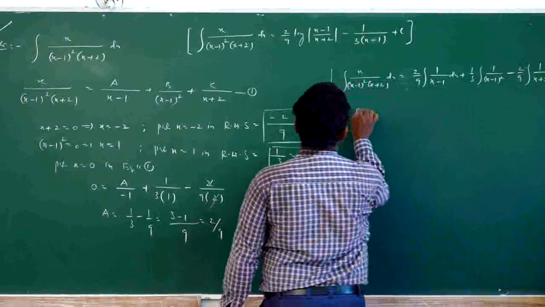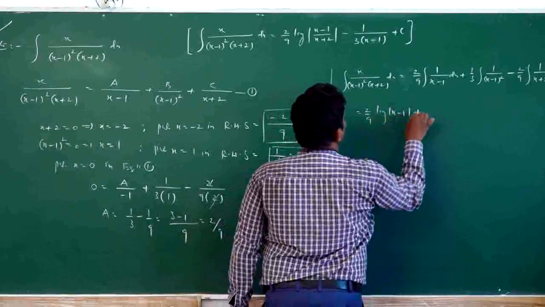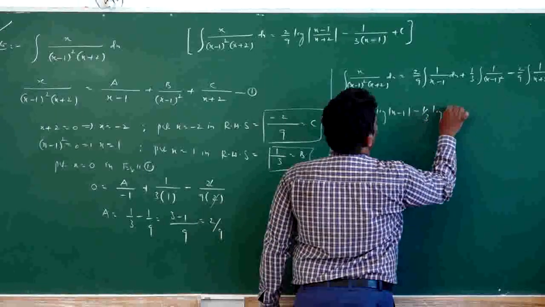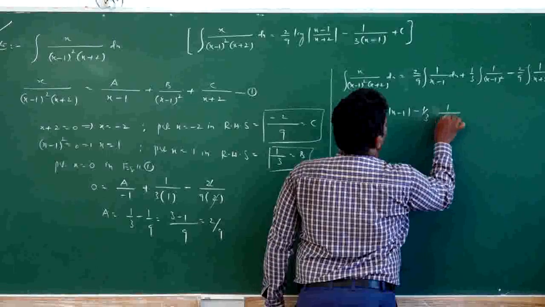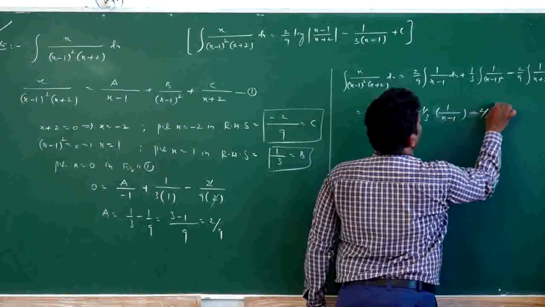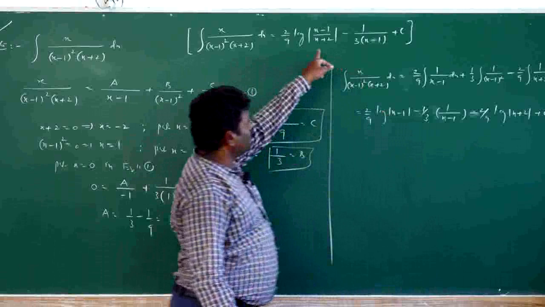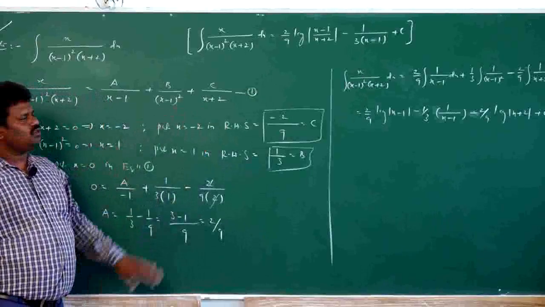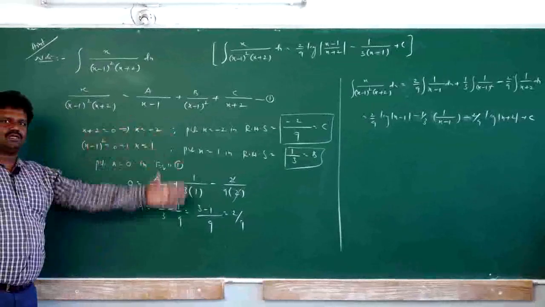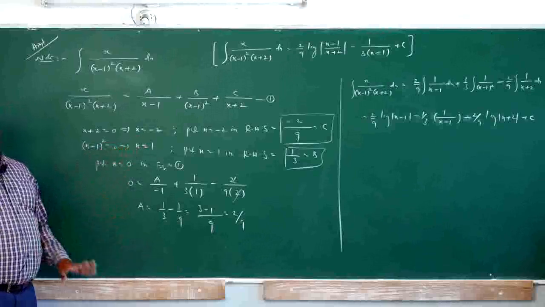Now we find the integral value: 2 by 9 log of mod of x minus 1, plus again this value, minus 1 by 3 times 1 by x minus 1, plus minus 2 by 9 log of x plus 2, plus c. Now if you compare with the above form, both are same. So this is a shortcut method for this type of repeated factor problem, apart from the traditional or general method, useful for competitive exams. Okay?